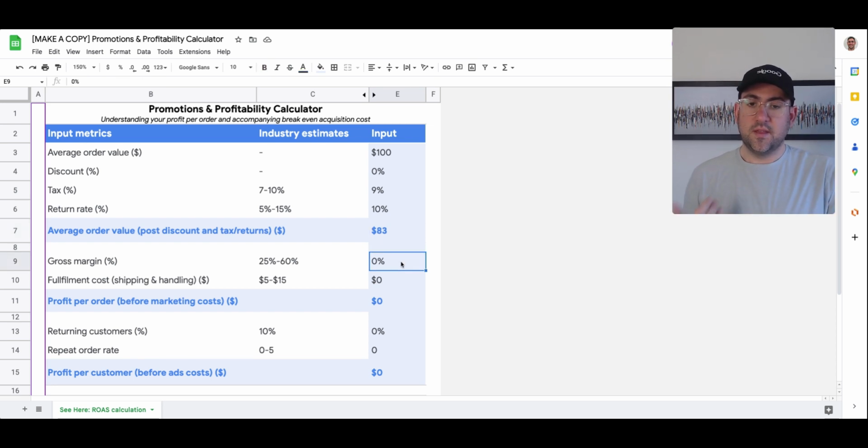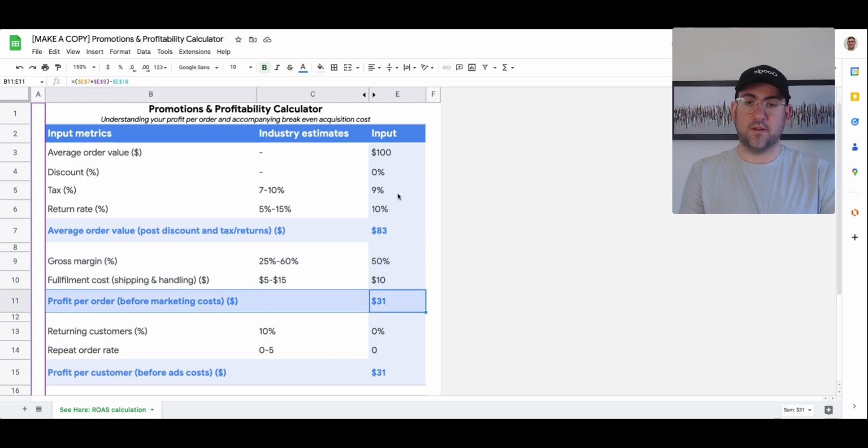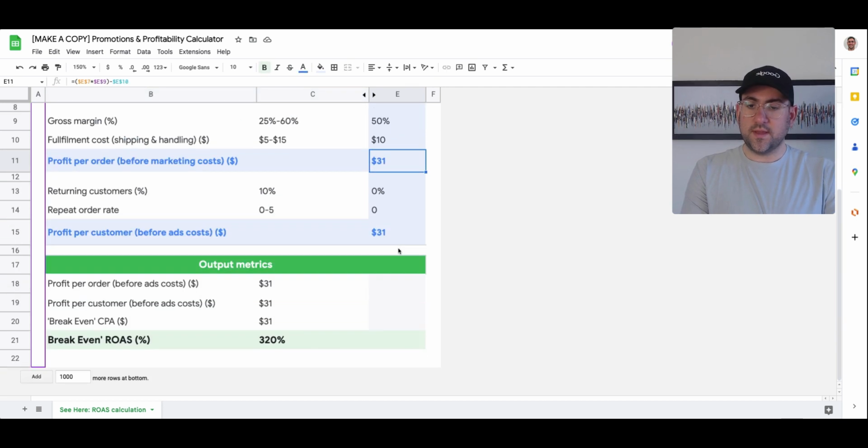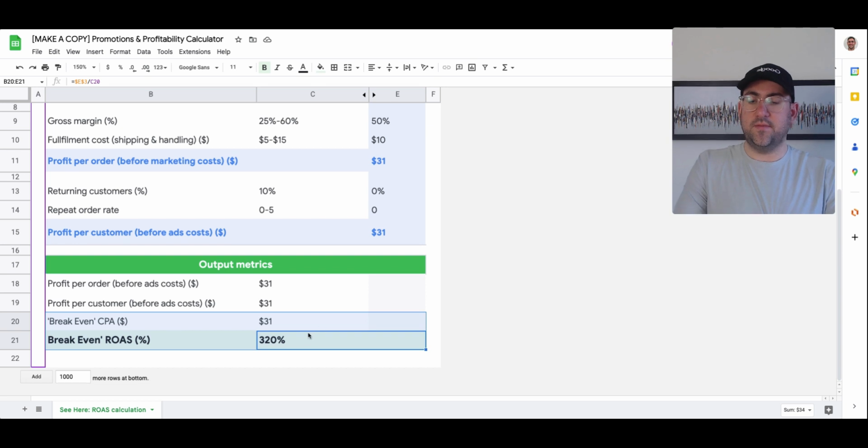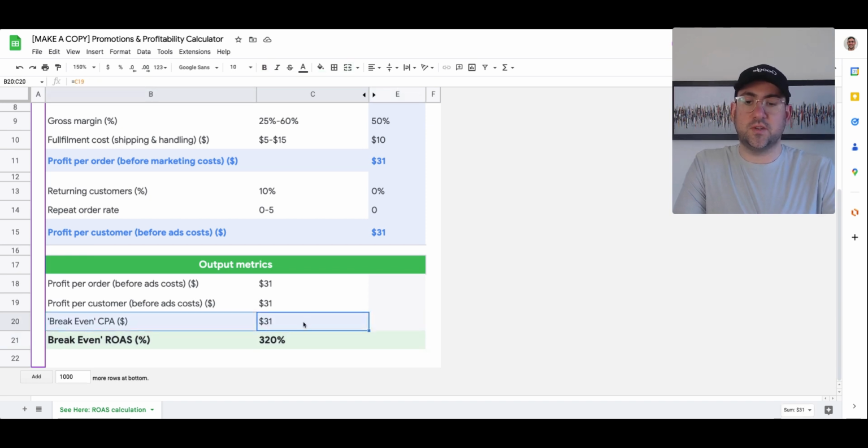So it's just leading to a lot of differences and gaps in the way that you're optimizing and measuring your paid media. The biggest chunk we're going to take out is your gross margin. So let's say you've got 50% margins on your product and you offer free shipping, so you're going to handle the $10 to fulfill that order. Right now, we're left with $31, a huge difference from that $100 that you're telling Google that you're taking home. So what this does is spit out your break-even return on ad spend. If you were to drive sales at a 320% return, or $31 per order, you would not lose any money when taking these costs and your ad costs into account.